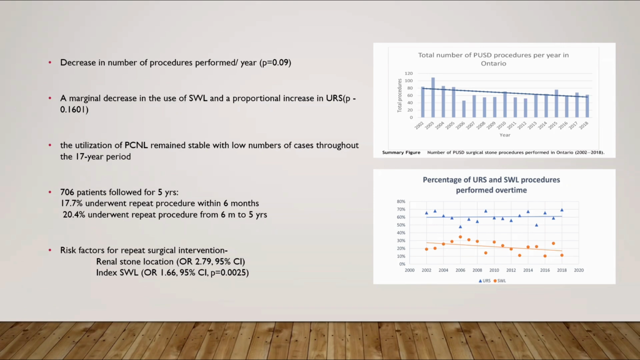Among the 706 patients who were followed over a period of 5 years, it was found that 17.7% of them required a repeat procedure within 6 months and 20% between 6 months and 5 years, highlighting the recurrent nature of stone disease in the pediatric age group. The renal stone location compared to the ureteral location and the initial treatment with ASWL were significant risk factors for repeat interventions within the first 6 months in these patients.